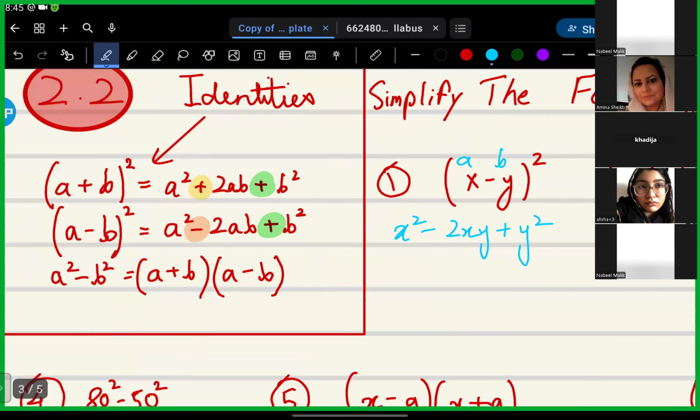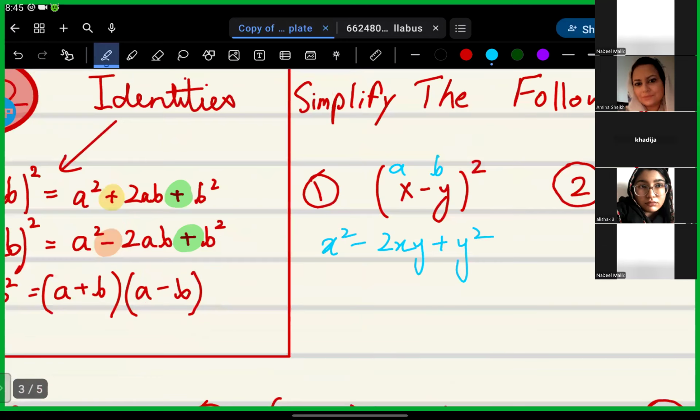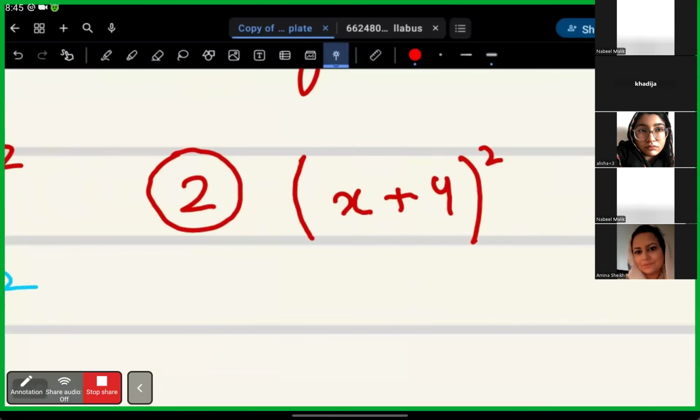Now, if we do another one, but this has plus in between. So basically, what does the plus indicate? It indicates that the identity of (x plus y) whole square is going to be applied. Inshallah, I'm going to send a sheet of the identities as well, so you can practice that.